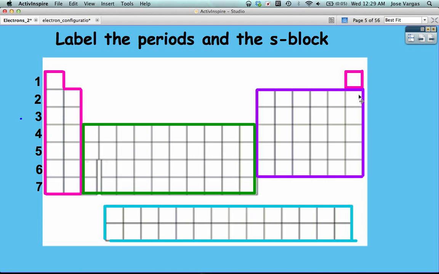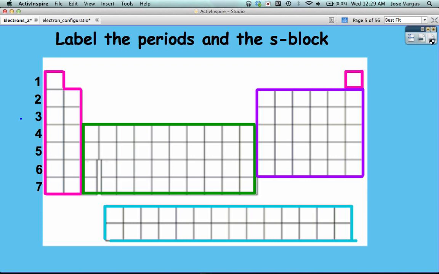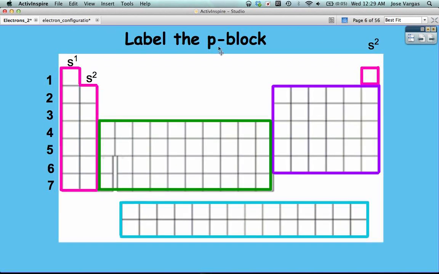Then we have the purple ones. They are going to come next. What do you think we're going to call these? Or this block? You probably guessed it right. All of them are going to end with p. p1, p2, p3, p4, p5, and p6. So start over here. This block right here is going to be the p block. This purple one, you can do it whatever color, it doesn't matter.